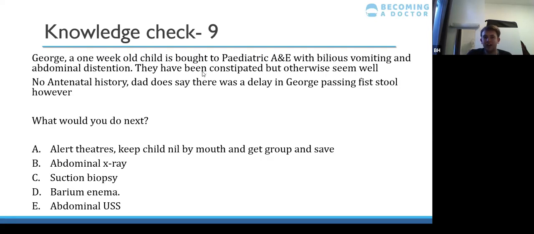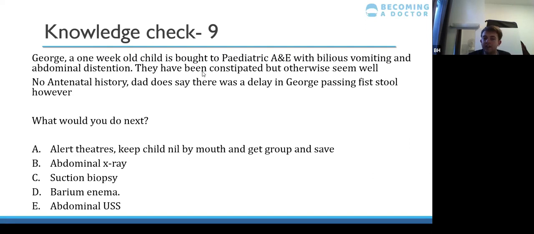So George is a 1-week-old child who is brought to Peds A&E with bilious vomiting and abdominal distension. They've been constipated, but otherwise seem well. There's no antenatal history, but Dad says there was a delay in George passing his first stool. So what would you do next?